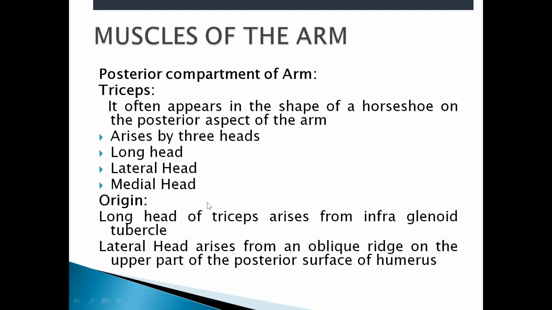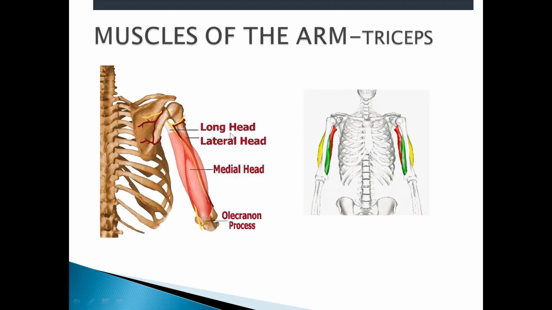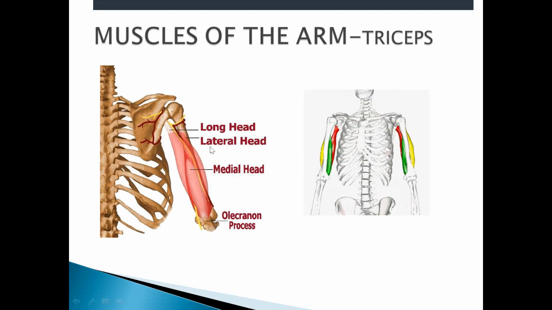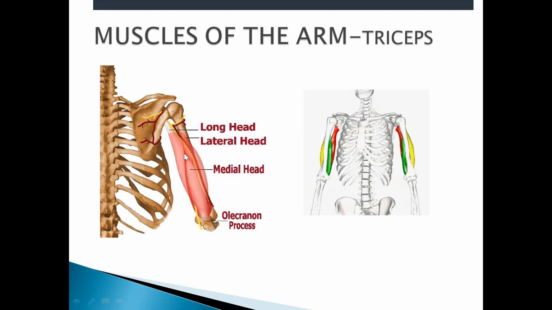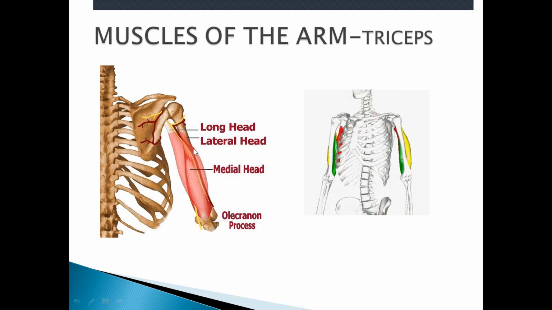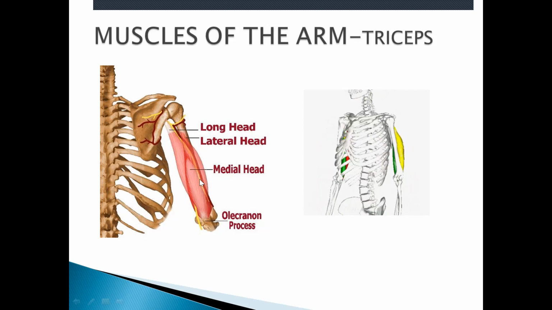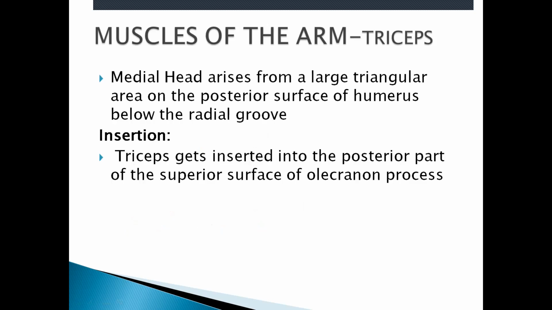So let us just see the origin of these three heads one by one. The long head of triceps arises from the infraglenoid tubercle. This is a picture depicting triceps. The lateral head of triceps arises from the oblique ridge on the posterior surface of the humerus. That is, on the posterior surface, on an oblique ridge, it arises. The medial head of triceps arises just below the radial groove from the posterior surface of the humerus. All these three heads fuse together and get inserted into the olecranon process.